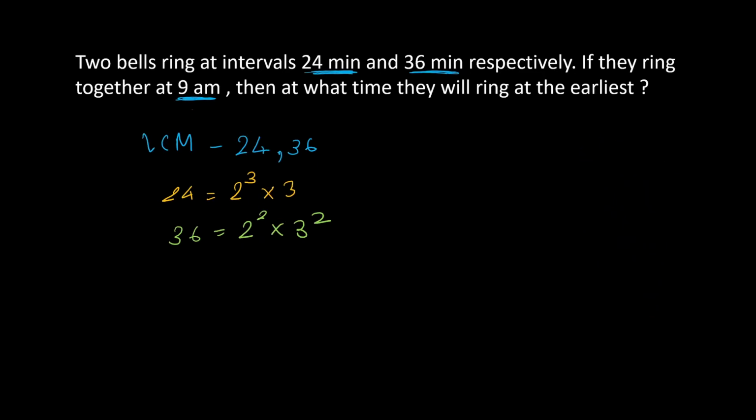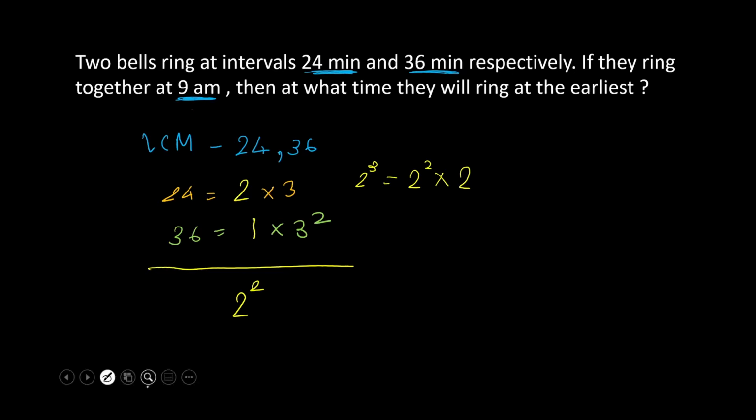Now to find the LCM, we have to see what these two have in common. I'm going to make a line here to mark what's common. I can see that 2 squared is common in both of them. You'll be thinking, that is 2 cubed, how can you say it's 2 squared? Well, 2 cubed is 2 squared times 2. So when I take 2 squared common, I'll be left with a 1 here and a 2 here.